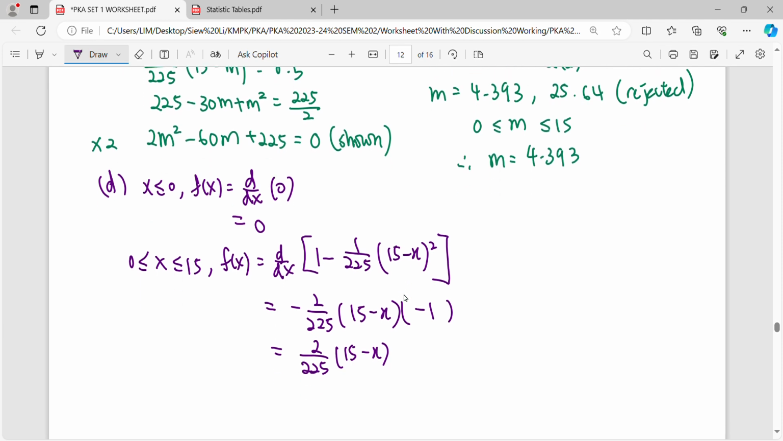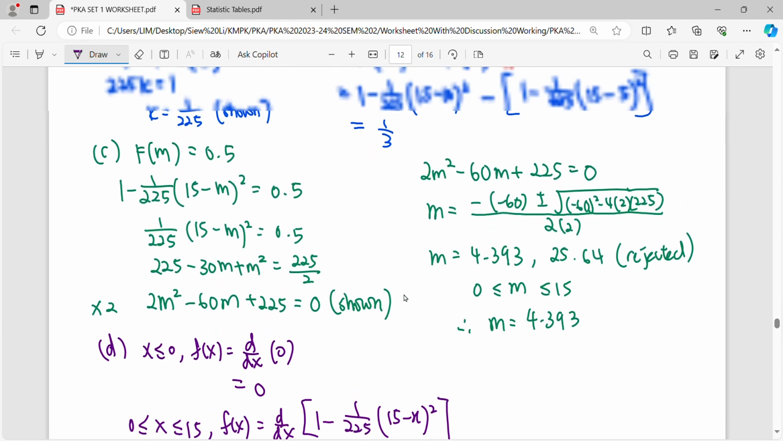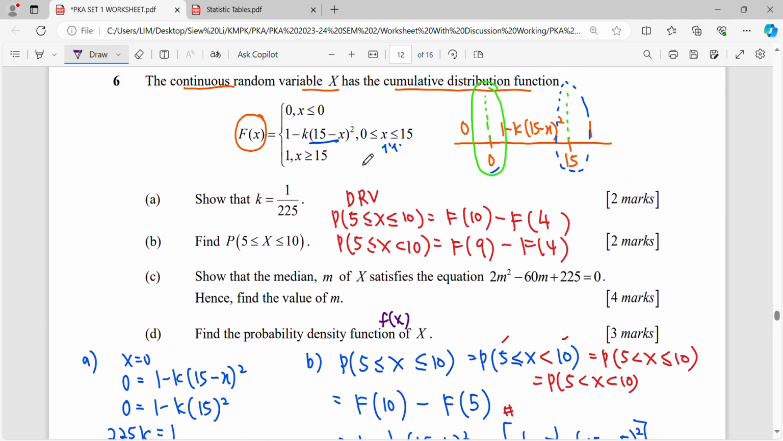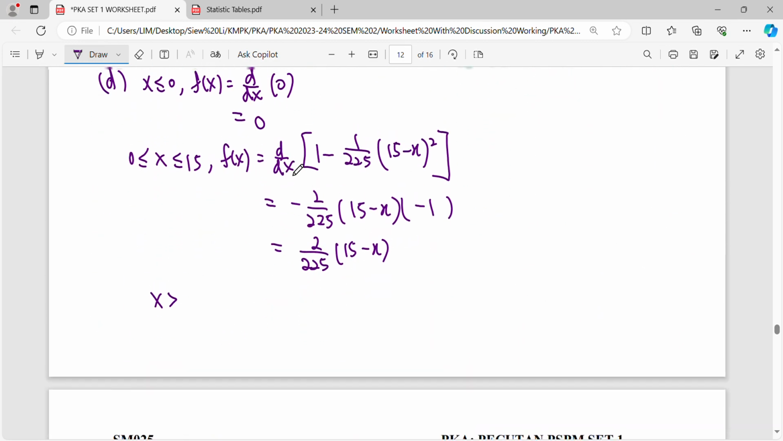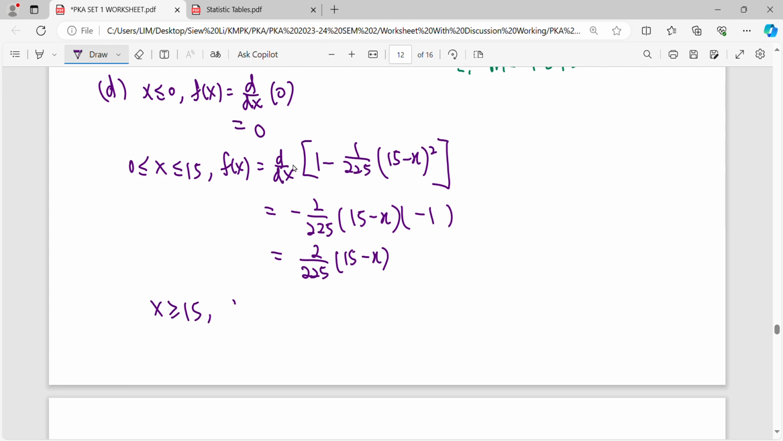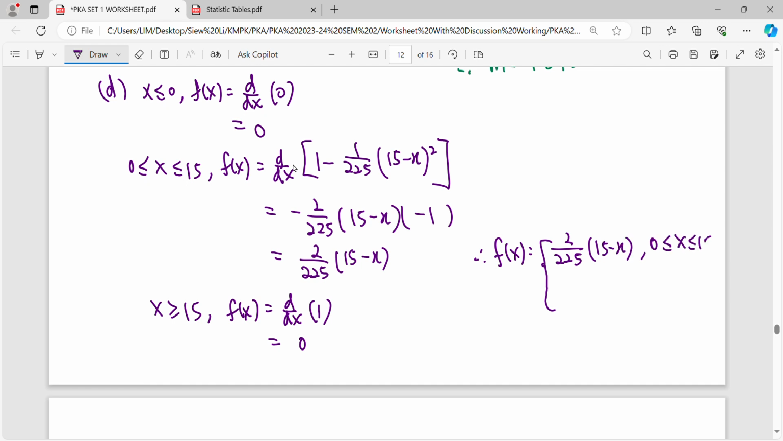Then the third interval, when x is more than or equal to 15, differentiate 1. Differentiate 1, we get 0. Differentiate constant, we get 0. So finally, what's your probability density function? 2 over 225 times (15 minus x), where the interval is between 0 and 15. Then other intervals 0, so otherwise.